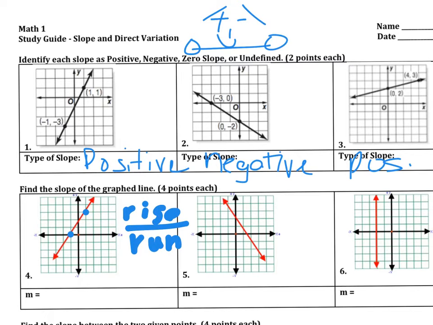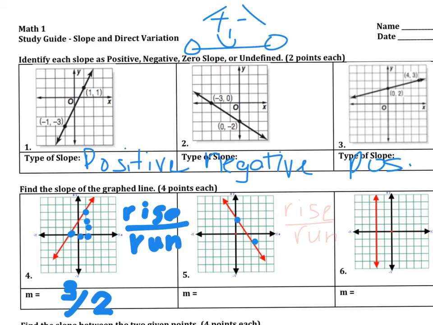So I see that it goes one, two, three down. So three is going to be my top number. And my bottom number, it runs one, two. So three over two would be my slope on this one.